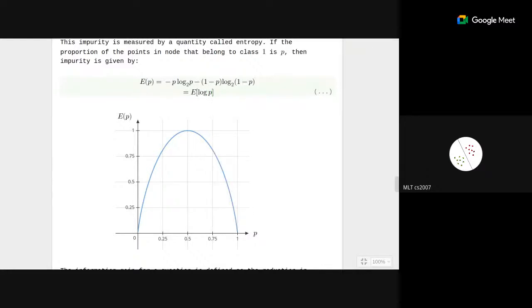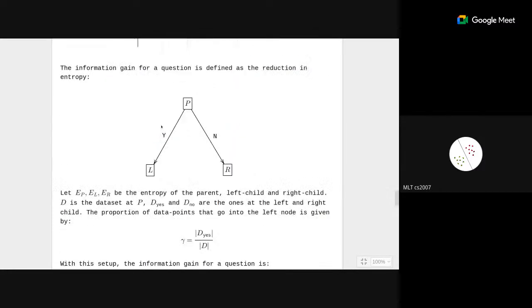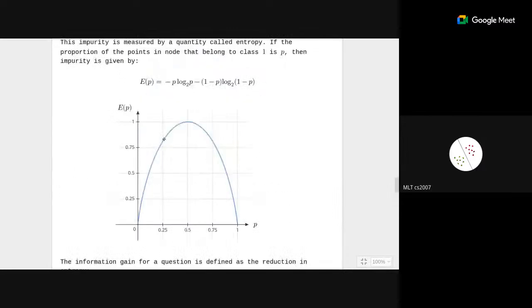I don't want to go there, because I myself am not very sure about this. So anyway, let's move on. Don't worry about the expectation part, right? Just memorize this, it's enough.